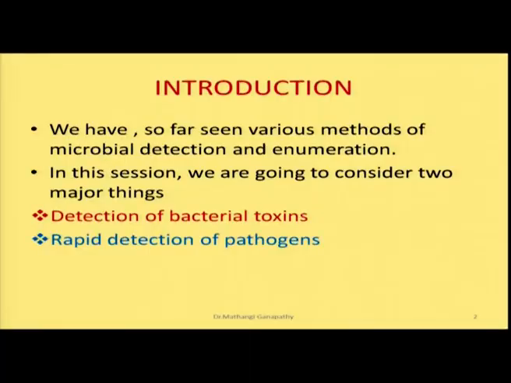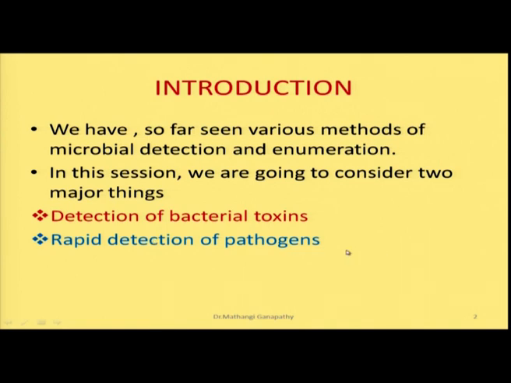In this series of lectures, in the last couple of sessions, we were seeing the different methods to identify and detect the presence of microbes in food. In this session, we are going to talk about two major aspects. One is the detection of bacterial toxins, and two, a rapid and fast method for the detection of pathogens.